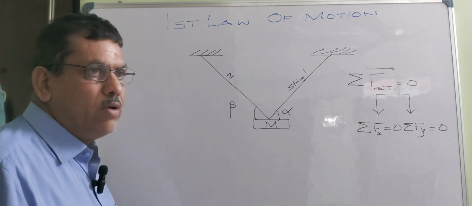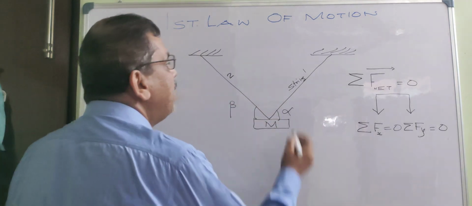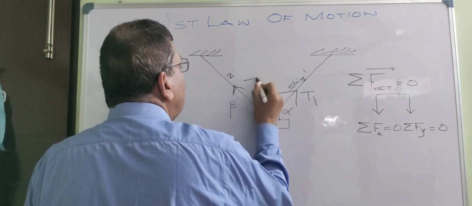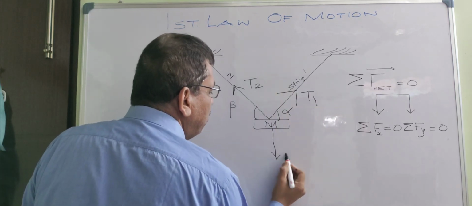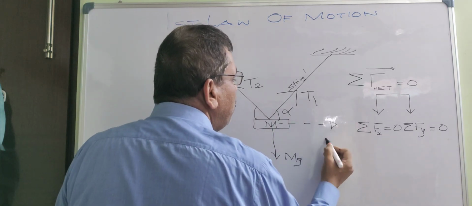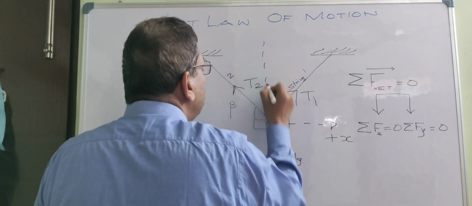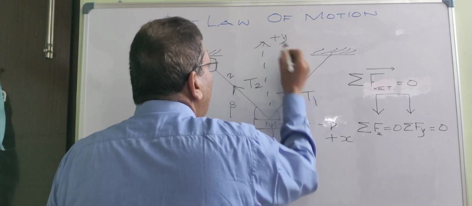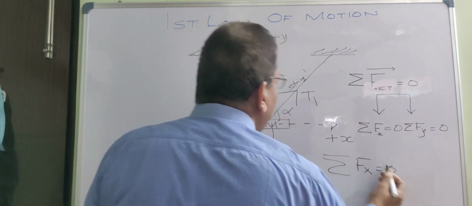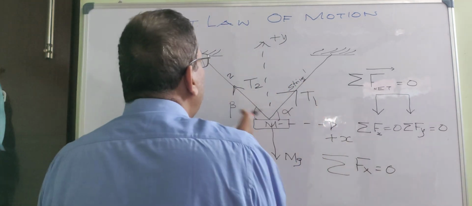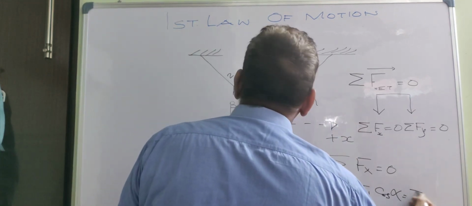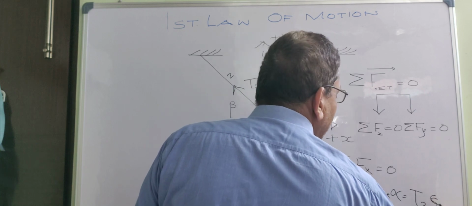Now let us see how to find out the tension in the two strings. Now tension can be decided if you see this is T1, this is T2 and this is mg. Now I'll take, for arbitrary, this is plus x direction and this is plus y direction. Now I'll say sum of forces along x is 0, then how can I write? I can take component of T1 and T2, T1 is along positive x, so T1 cos alpha will be equal to T2 cos beta.